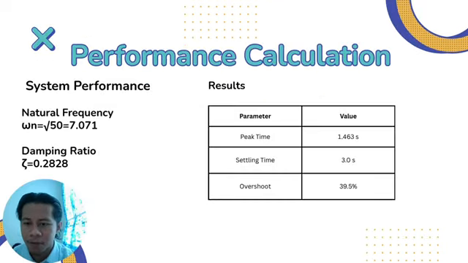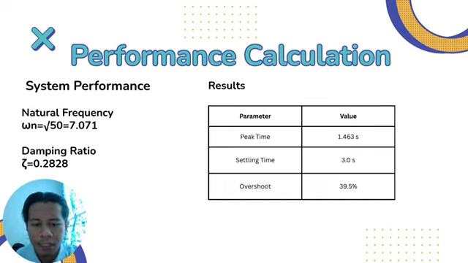Assalamualaikum warahmatullahi wabarakatuh. My name is Muhammad Azharil Hakim bin Rashidi. For slide 5, I would like to explain the performance calculation for our DC motor speed control system. From the transfer function, we calculated the natural frequency, which is 7.071 radians per second, and the damping ratio, which is 0.2828. These values were then used to determine the system transient response.